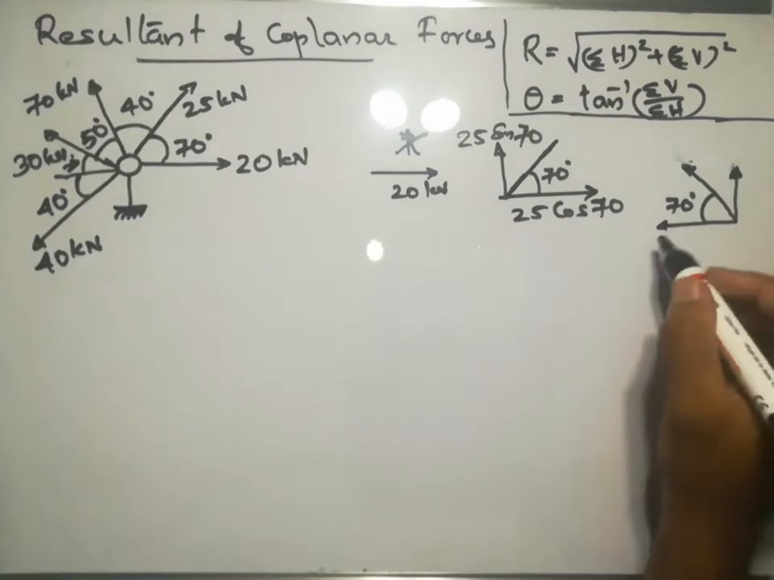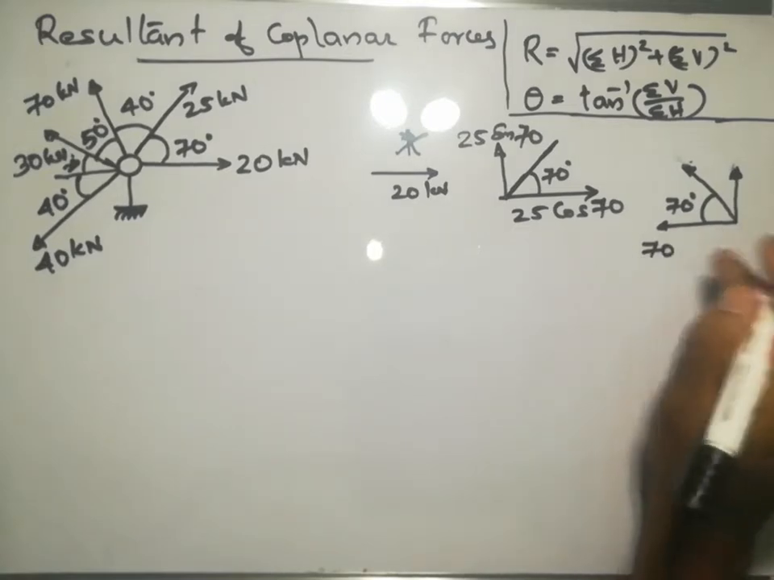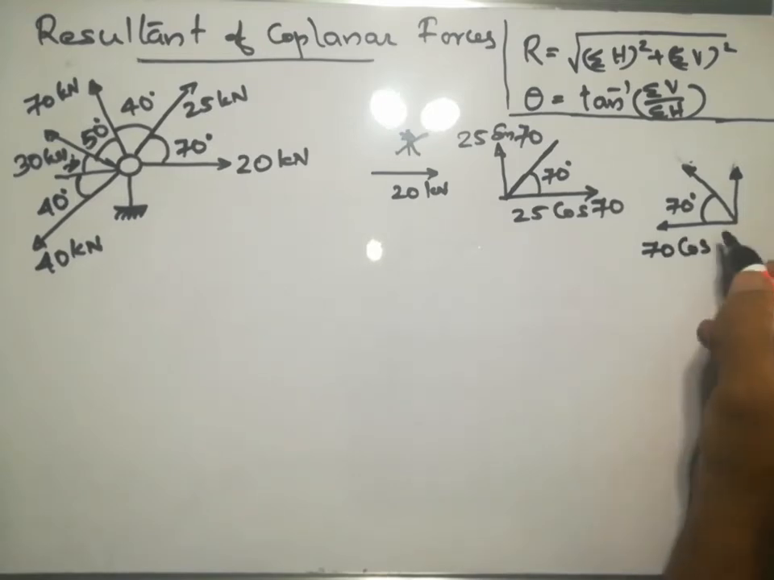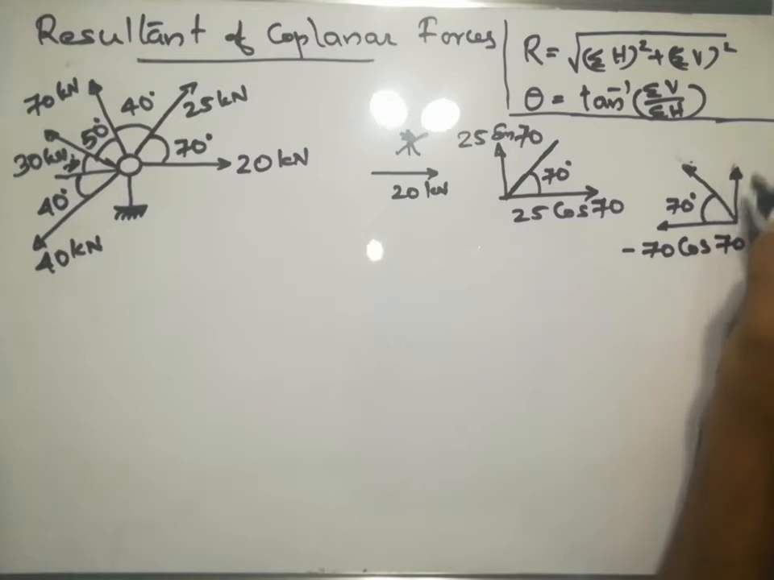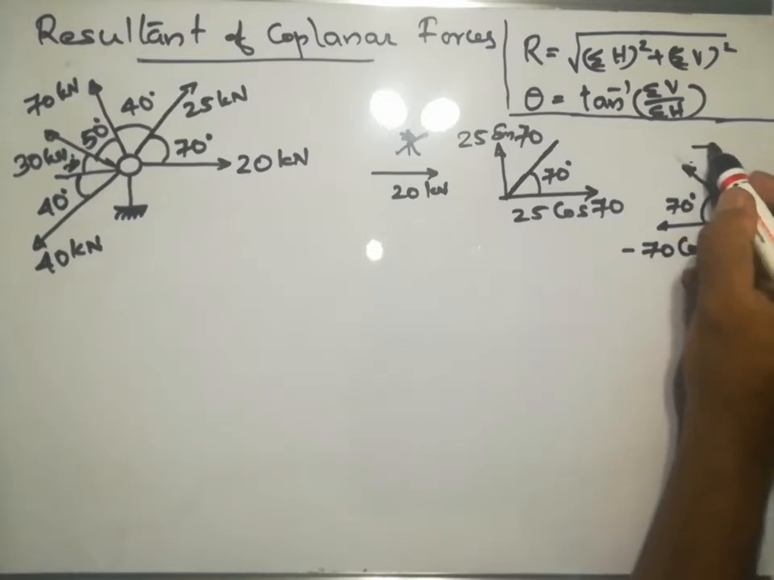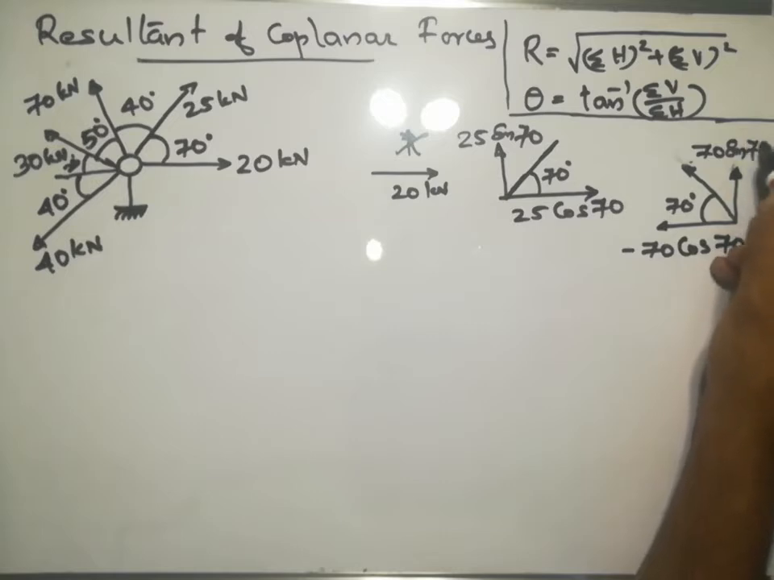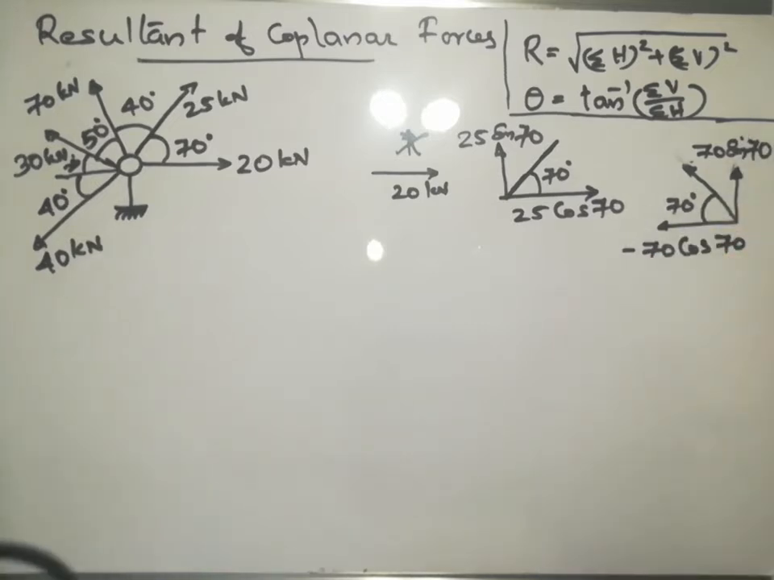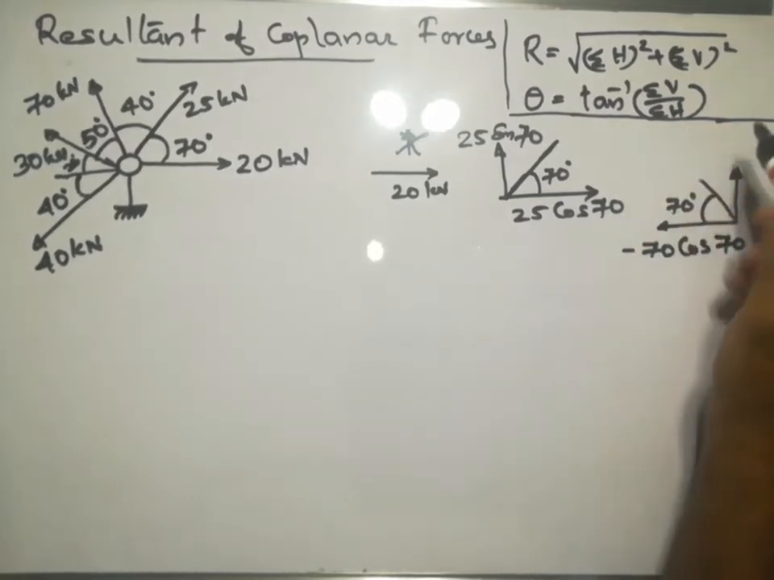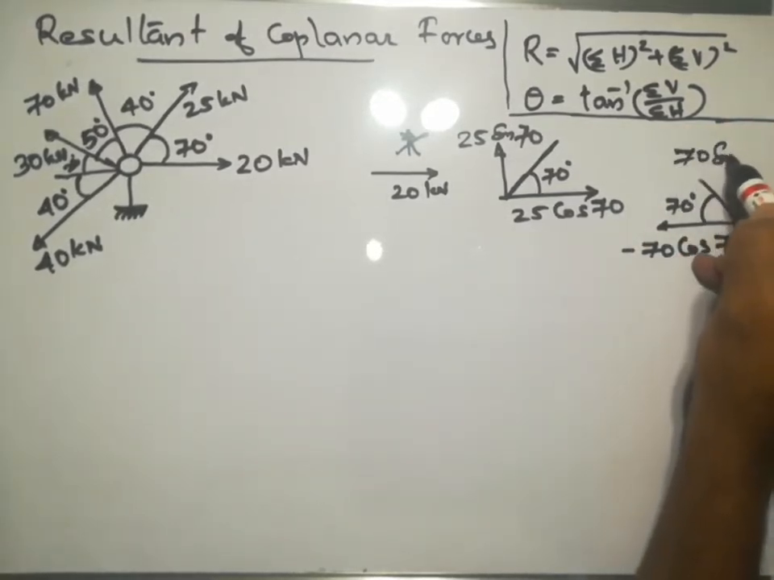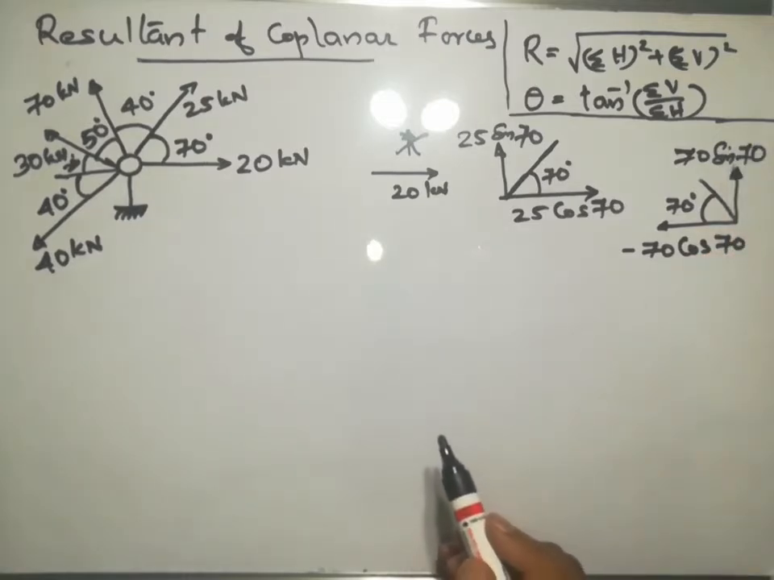Therefore, the horizontal component will be 70 cos 70, and this is acting from left to right. Therefore, this will be minus. And the vertical component will be 70 sine 70. It is positive because it is acting in the upward direction.